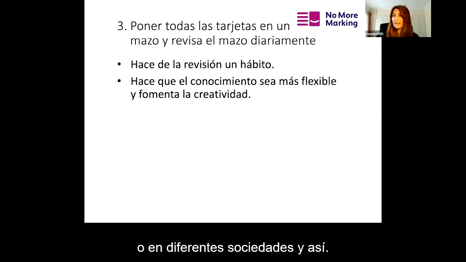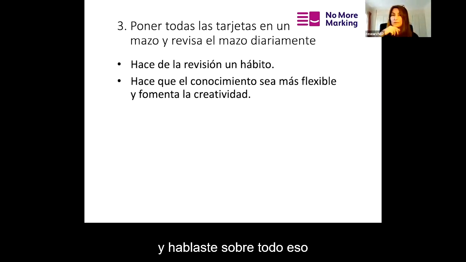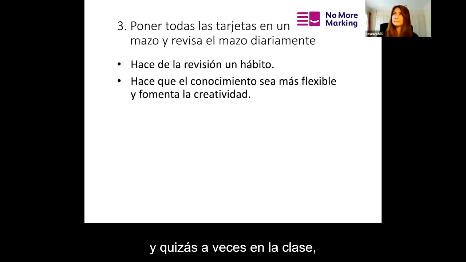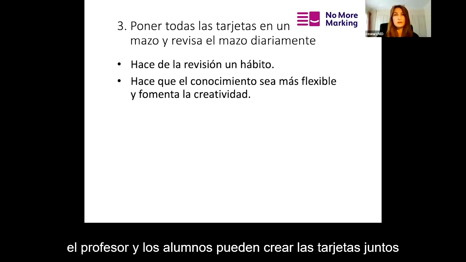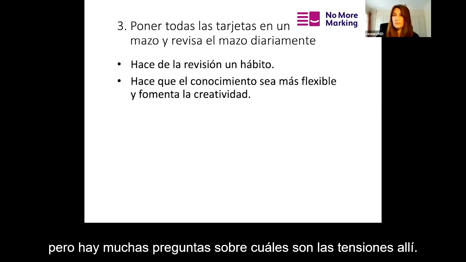So there you go. Right, so lots of questions came in which are kind of related. And you touched upon that when you were talking about who should design the cards, and perhaps sometimes in the lesson, the teacher and the students can create the cards together, and you can encourage students to ask questions. But there's lots and lots of questions about that.